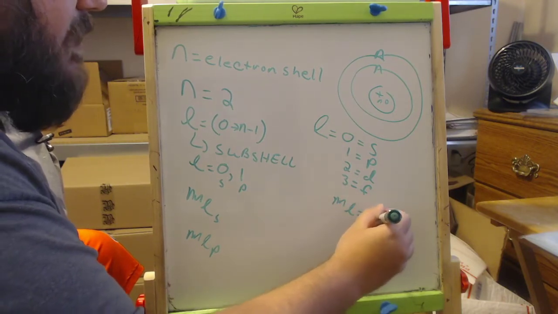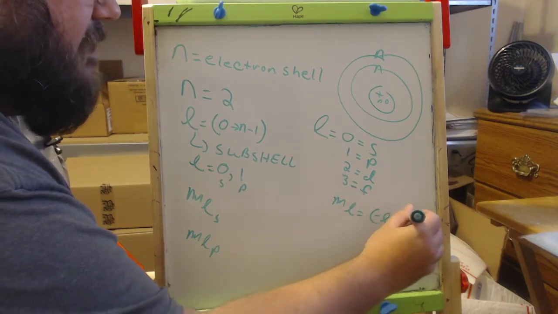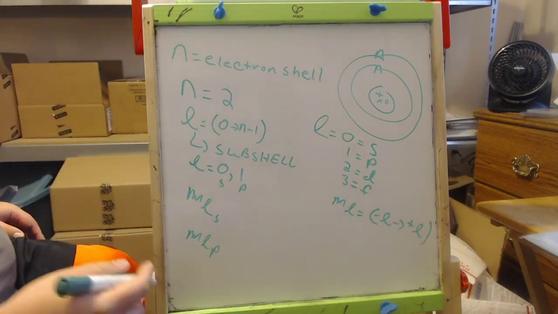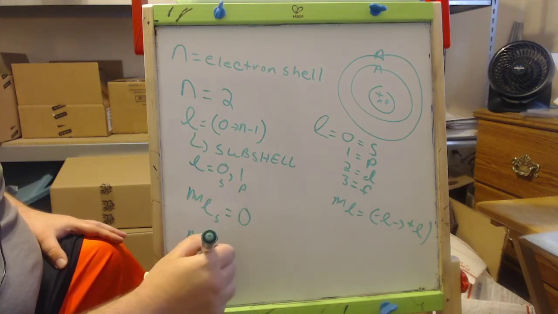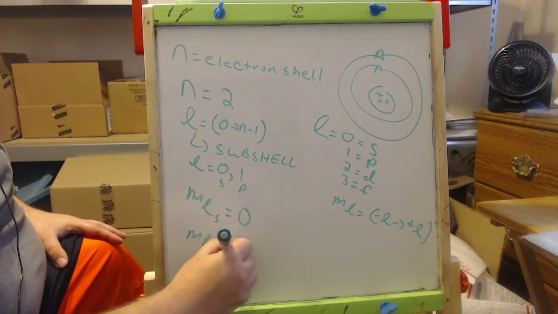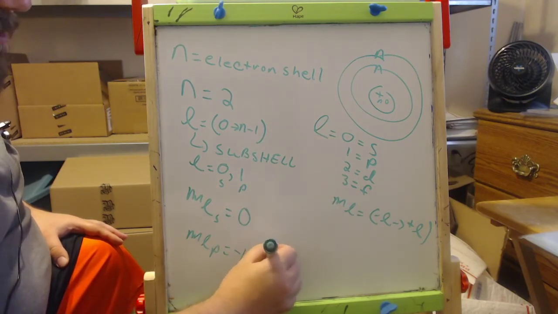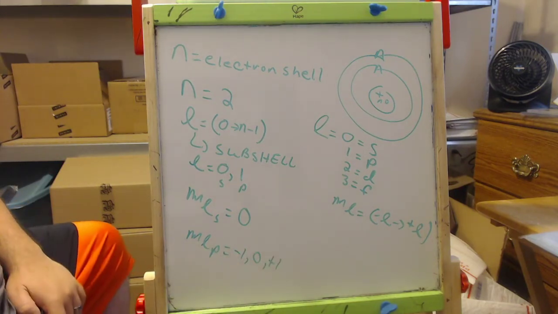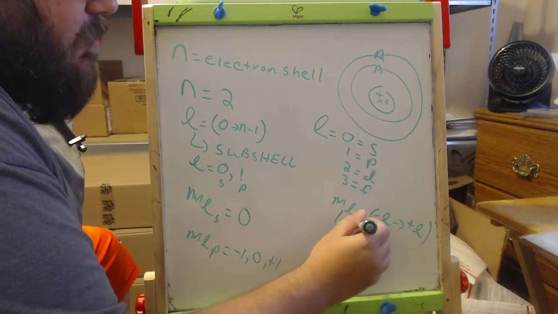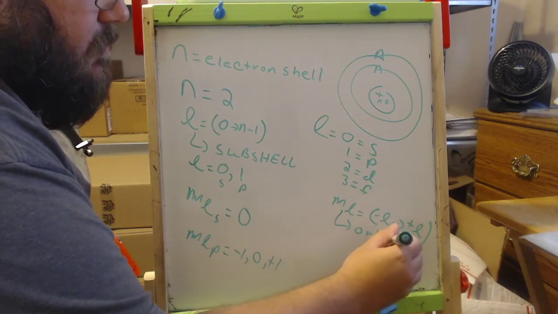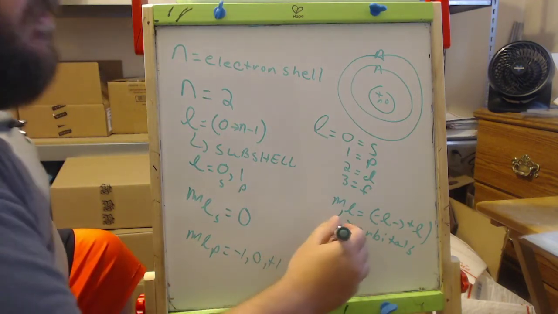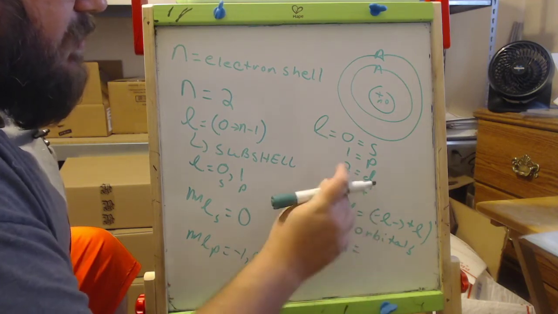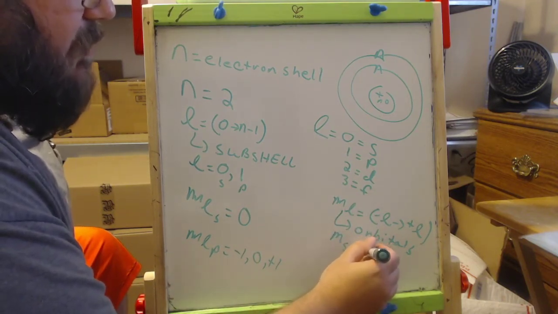How we find m sub L is it goes from negative L to positive L in every integer in between. Okay, whole numbers in between. So for 0, there's only 1. Okay, and for P, it would be negative L, which is negative 1, up to positive 1, and everything in between, whole numbers, so 0. So we'd have 3. These are known as my orbitals. Okay. And then last but not least is our spin, because no 2 electrons can have the same 4, so that's always plus or minus a half.